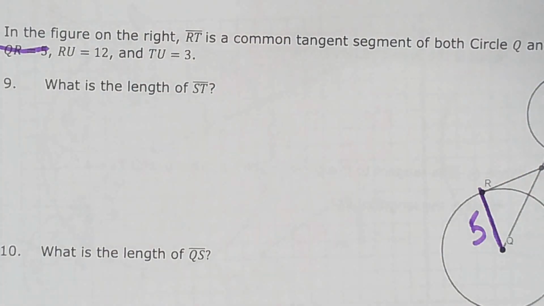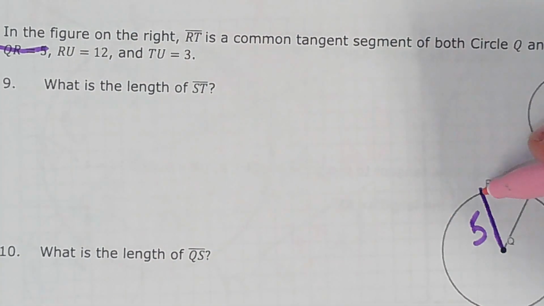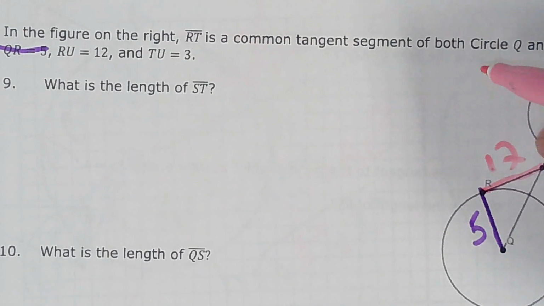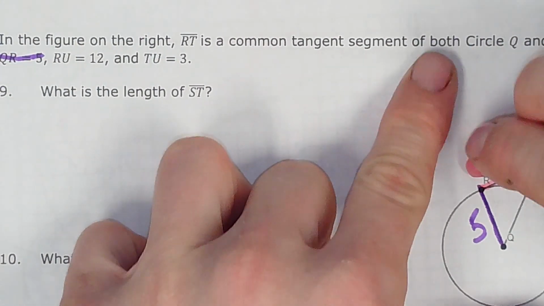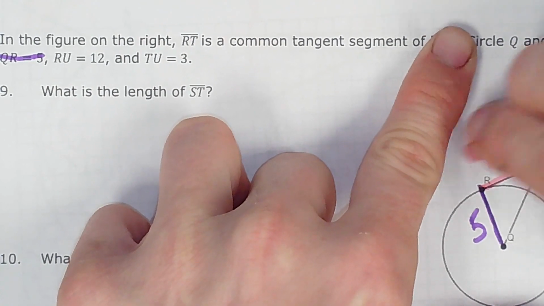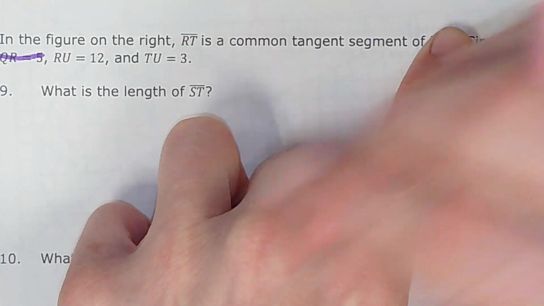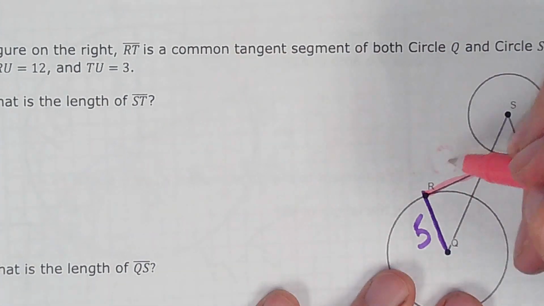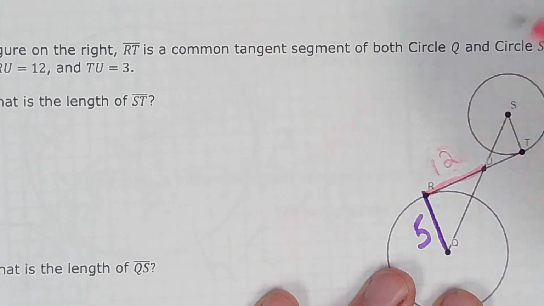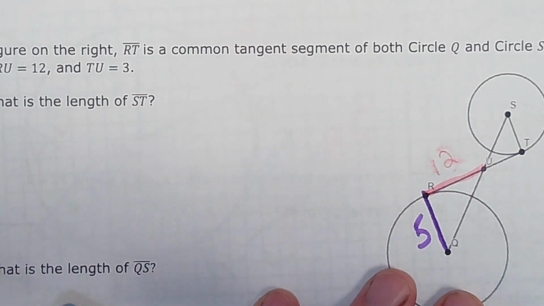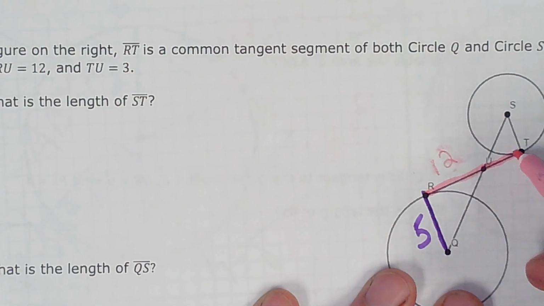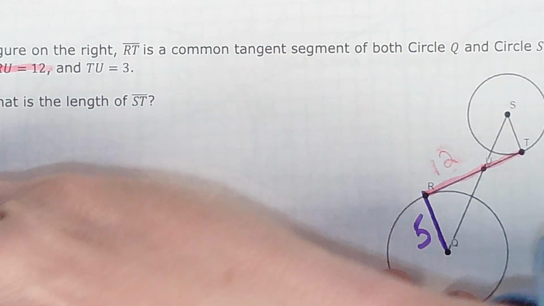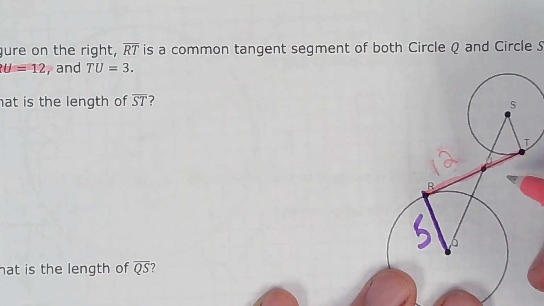And RU, I'll use pink. That's purple still. RU is 12. I should be using smaller font for this. RU, there we go. RU is 12. RU is 12. And UT, RU is 12, and TU or UT is 3.